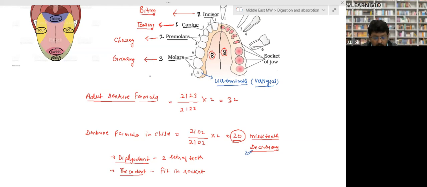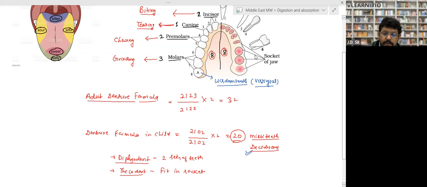Next point. These teeth are 32, and usually complete by 18 to 25 years. Put a star mark: in child, premolars are absent. Next.